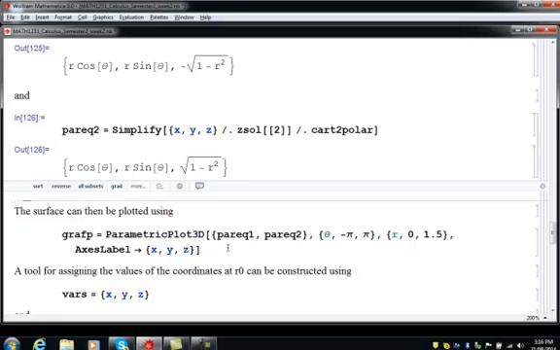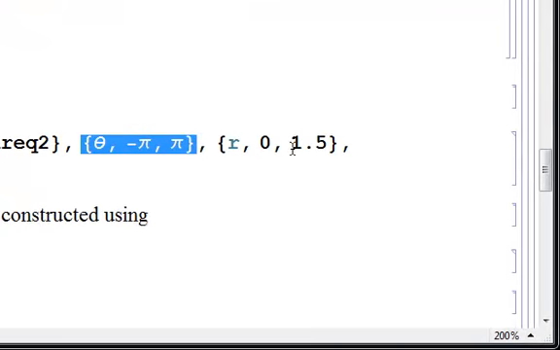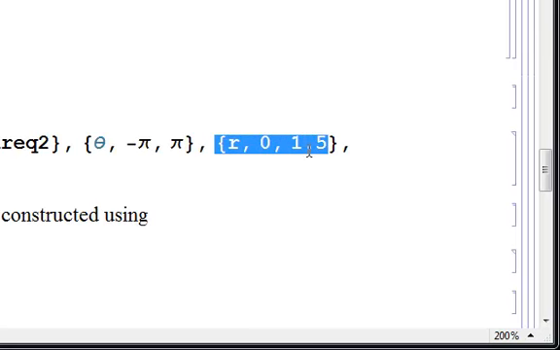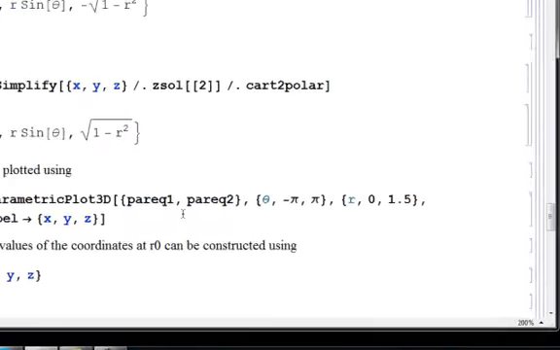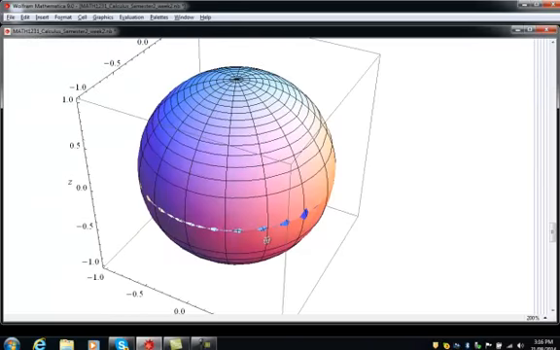So we can plot the whole surface by taking these two parametric equations and plotting them for theta lying between minus pi and pi, and r going from 0 to 1.5, say. And so we do that. And there we have a picture of the sphere.